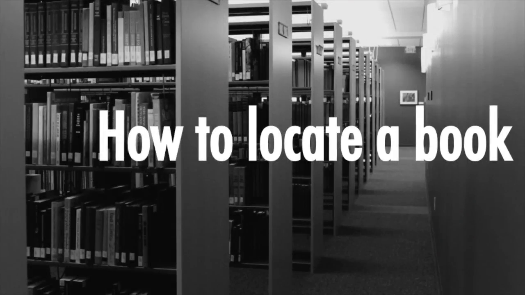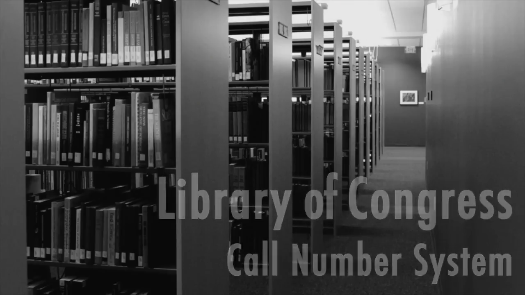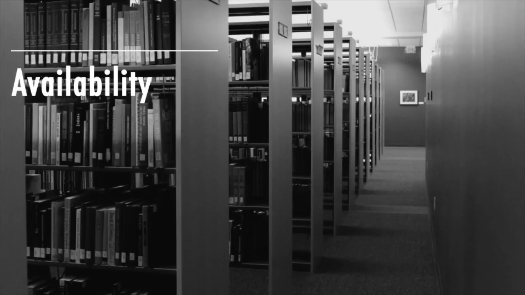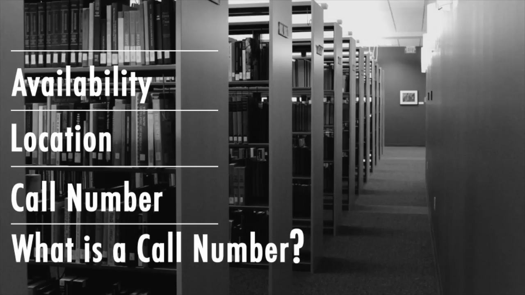For this segment, I'm going to instruct you on how to find a book using the Library of Congress call number system. We will focus on 4 sections, which include availability, or status of the book, its location, the call number, and a general description of what a call number is and its function.